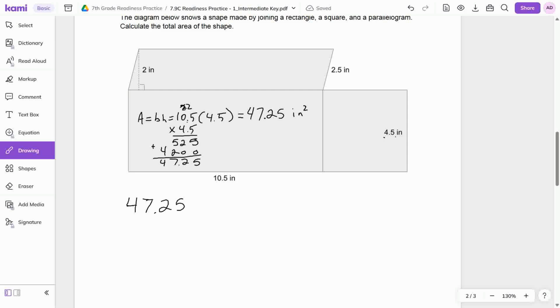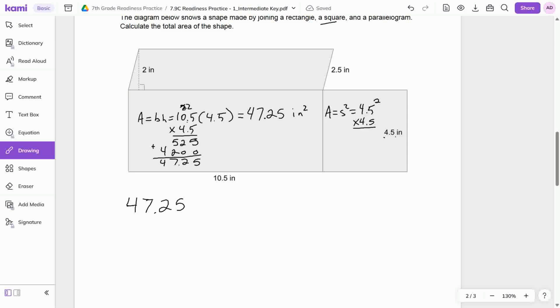Now, I have a square. It looks like a square, but you also want the problem to tell you it's a square, which means I don't only have one side length, but that's fine because it's side times side, base times height, or side squared. Since each side length is the same, so it's 4.5 squared, or 4.5 times 4.5. So let's do that. Let's multiply 4.5 times itself.